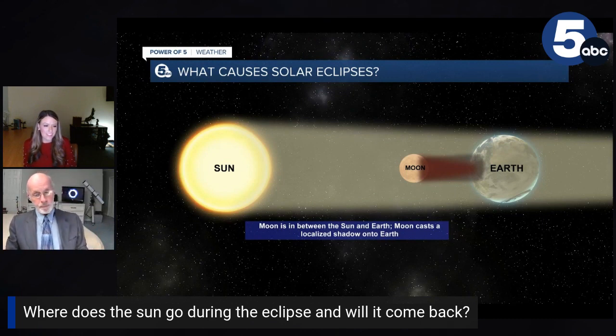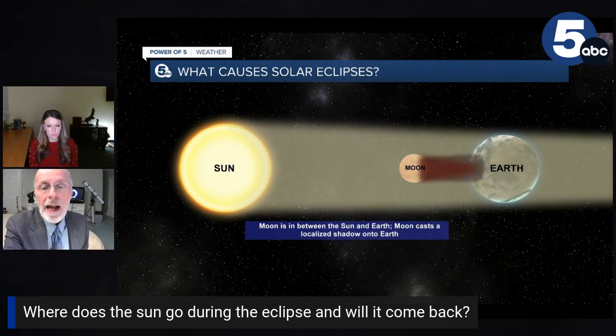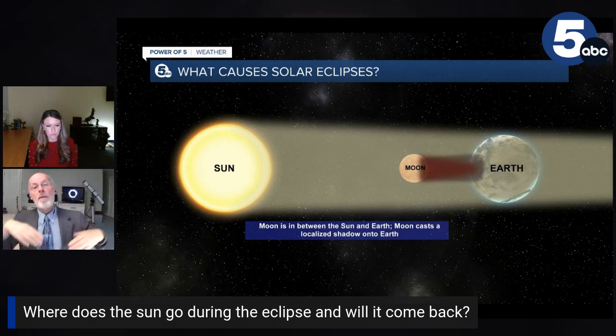Now, the other aspect is you would think if the moon goes around the Earth once a month, shouldn't we have eclipses every month? Yeah, you would think so, but no. The moon is a lot farther than this graphic would suggest. Take the Earth, multiply that by 30, and that's how far away the moon really is. And the moon is a lot smaller.